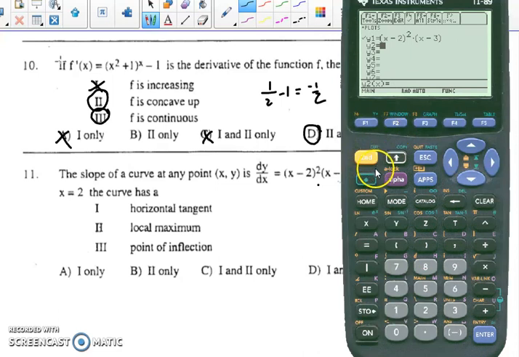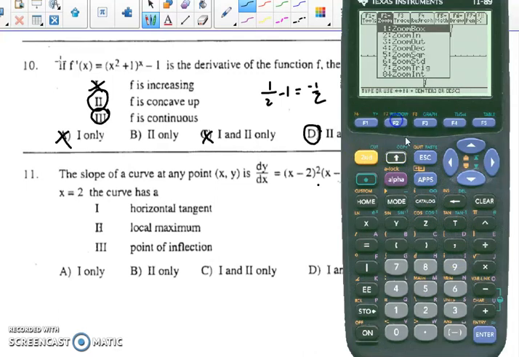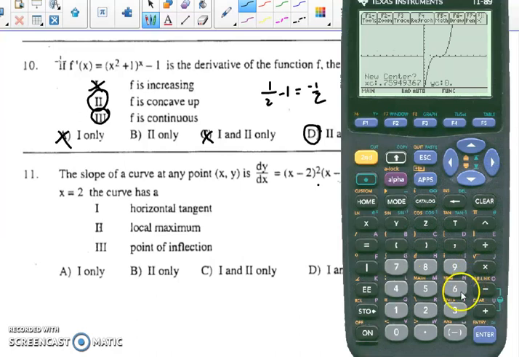I have no idea what window to look at, so I'll just do a standard zoom 6. The question is what's happening at x equals 2. So I'm actually going to zoom in now that I see what it looks like. The x center I want is at x equals 2. So let's keep on scrolling over to close to 2, good enough. And I'll get a good view. Okay, so clearly we have a horizontal tangent line.